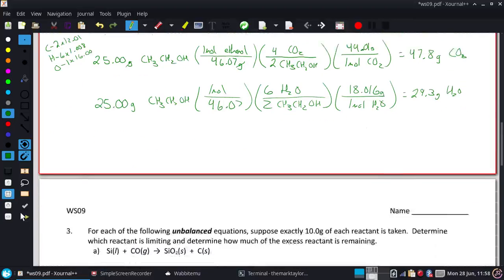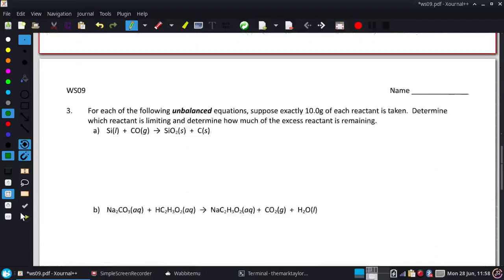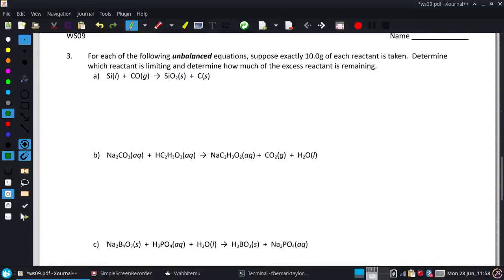All right, page 3. Another set of unbalanced equations. This time I'm giving you 10 grams of all the reactants. We've got to figure out which one's in excess. And then once we know which one's limiting, we'll be able to figure out how much of the unreacted reagent is left over.